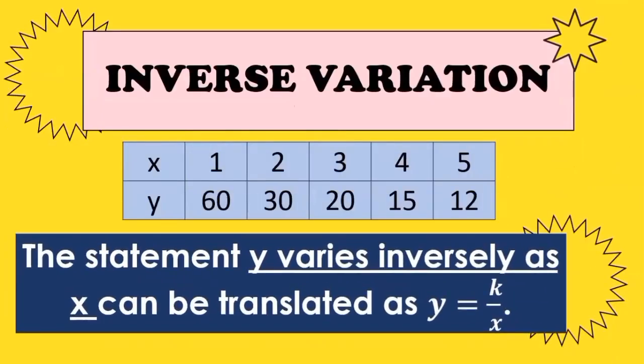The statement y varies inversely as x can be translated as y equals k over x. So, it is very different from direct variation. See the difference with the two equations. So, y equals k over x translated from y varies inversely as x.